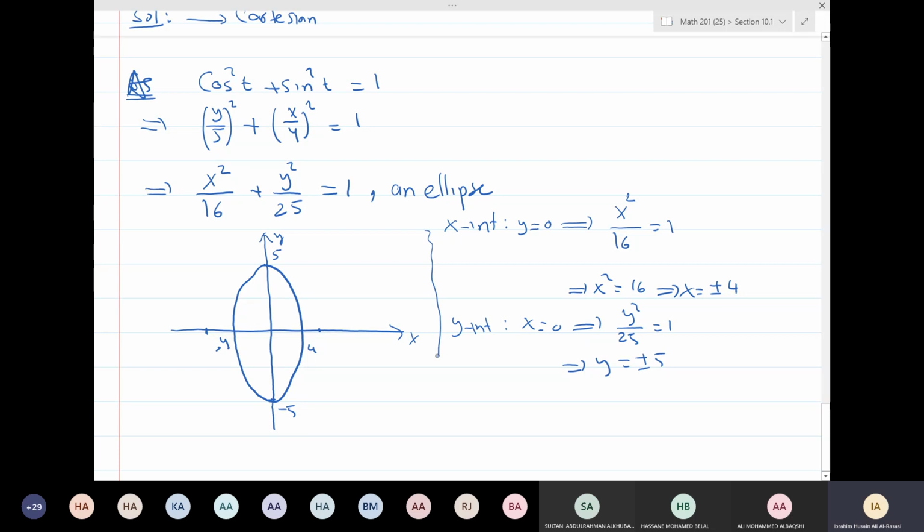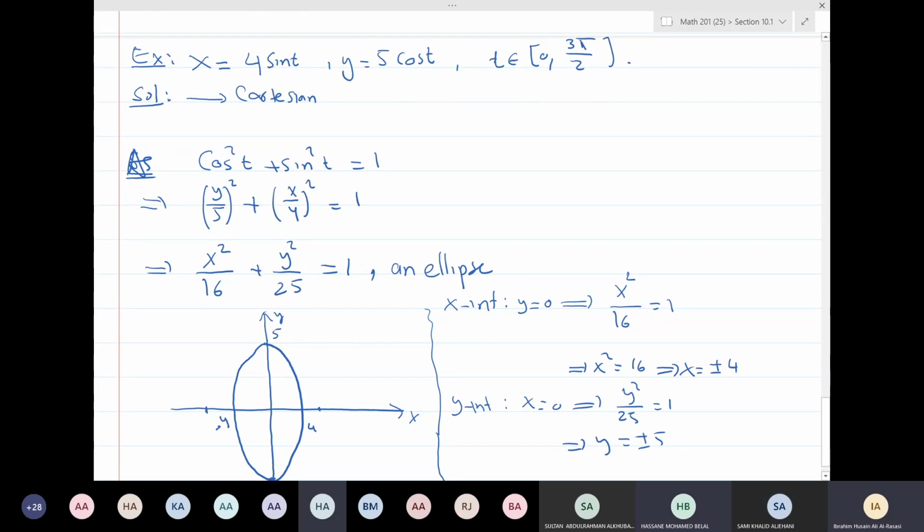This is the general shape. Is it clear up to here? Yeah, it is clear. You don't need to go review orientation. It is very simple. Now, what is the next point here? What should we know? Direction. And we'll see whether the graph will be the full ellipse or part of an ellipse.